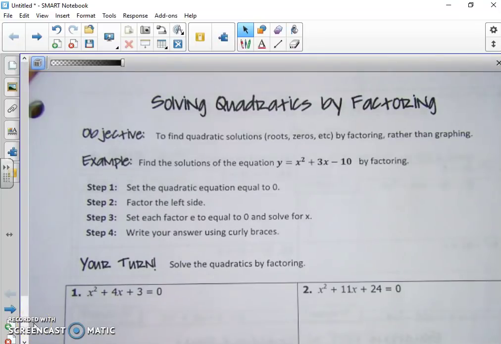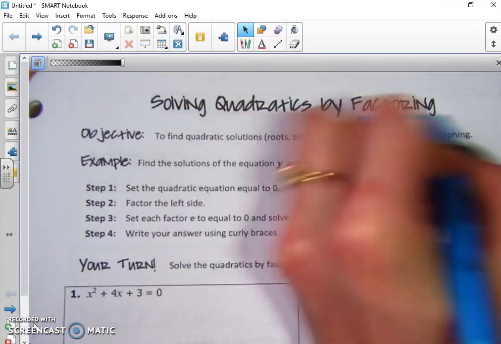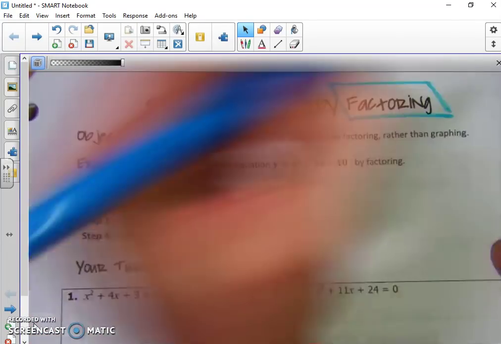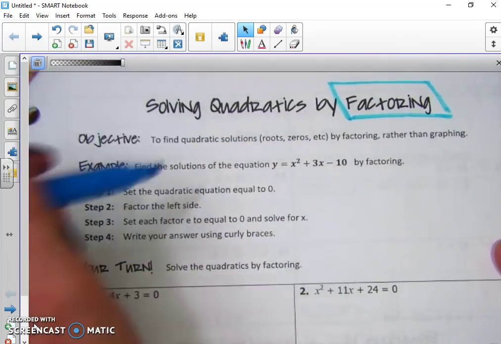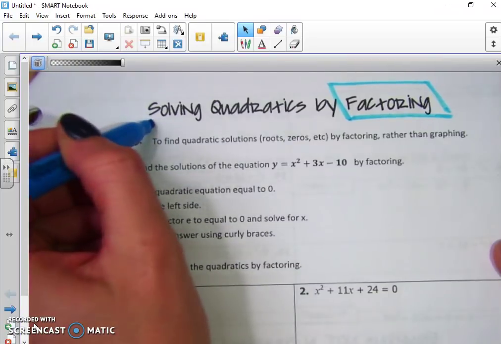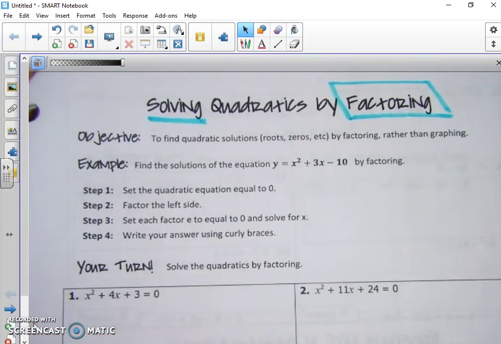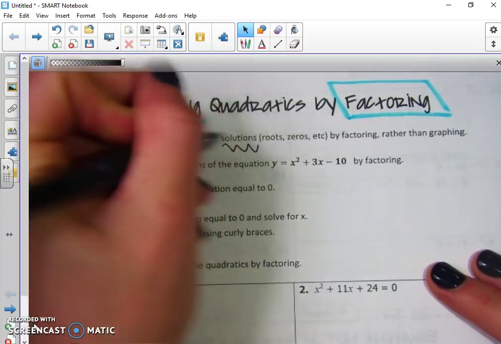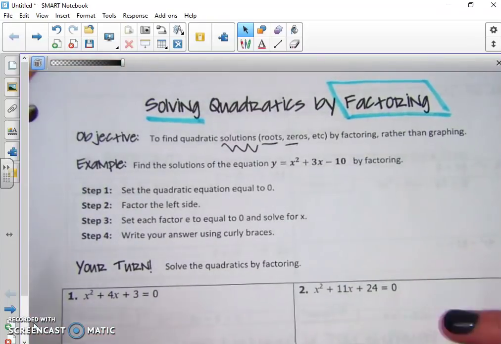We are talking about solving quadratics by factoring. Factoring should sound pretty familiar. We just made an entire brochure on how to factor, and that's how we can solve quadratics. When I say solve quadratics, it means we're going to find the roots, the solutions, the x-intercepts, zeros, all of those things that mean the same thing, okay? So solutions also mean roots, zeros, and so on.